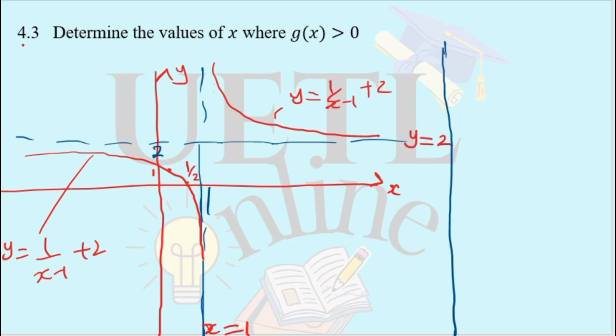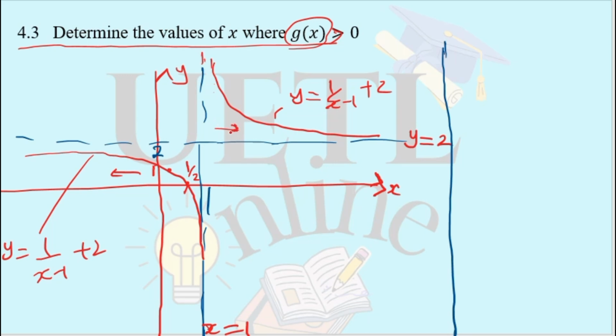It says, determine the value of x where g of x, our graph, is greater than 0. So the easy way is we know the asymptote, we know everywhere. We just have to check where our graph is greater than 0. So this is 0, right? We just have to find the values of x where our graph is greater than 0. If we check here, you can see this graph is greater than 0 from here going this side, and from our asymptote going this side.